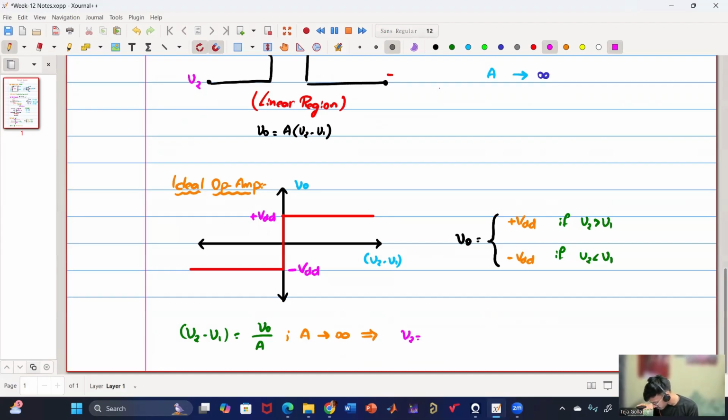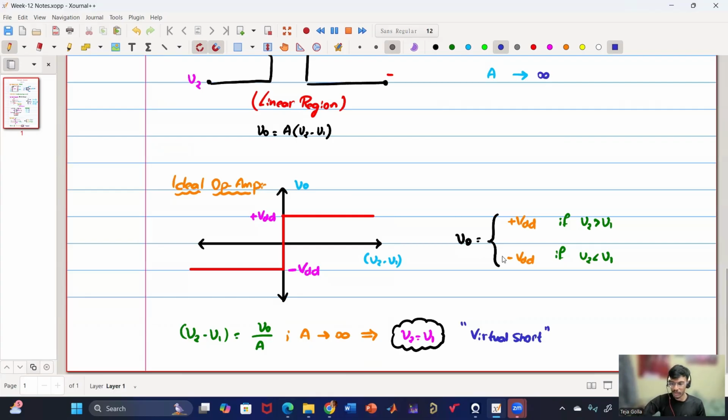V2 equals V1, which means the non-inverting terminal and the inverting terminal both have the same potential. So this is also called a virtual short. And this happens only in the case of an ideal op-amp. As far as this course is concerned, we are dealing with this. So you can consider in any problem that there is a virtual short, and then using that, you can solve. If you have any doubts, you can ask.